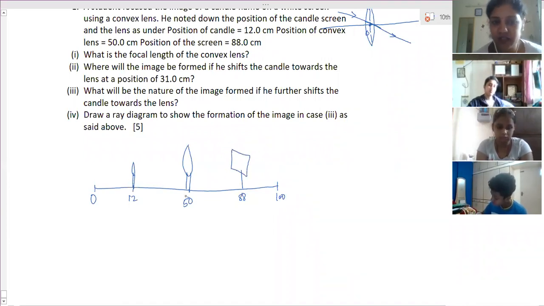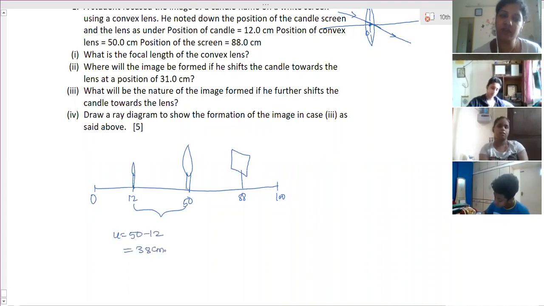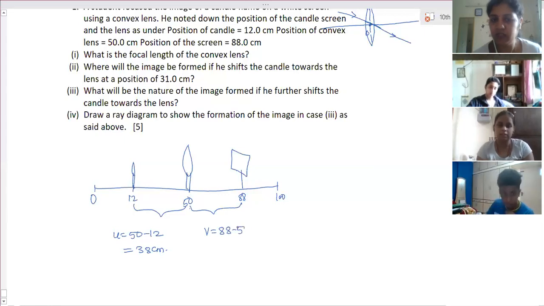Now what is the object distance? From the lens to the candle is the object distance. So this to this is the object distance. Now this is the 50 centimeter mark and this is the 12 centimeter mark. So what is U? U is equal to 50 minus 12, that is 38 centimeter. And here is the lens, that is the optical center, and here the image is formed. So that is the image distance. V is equal to 88 minus 50, which is equal to 38 centimeter. Now both object distance and image distance are equal. U is equal to V.